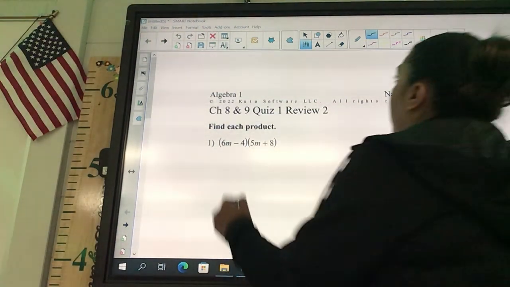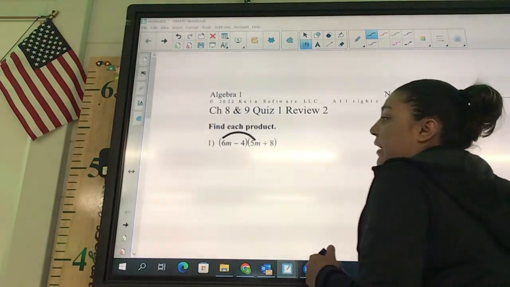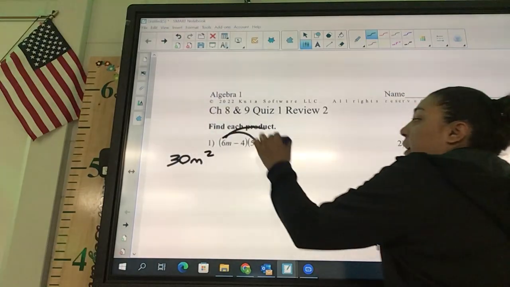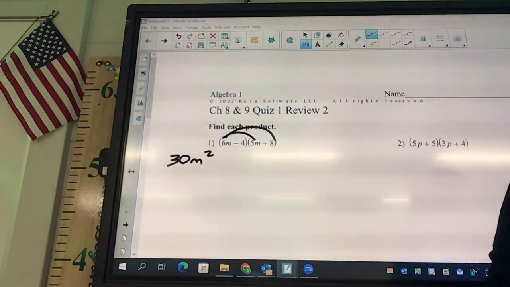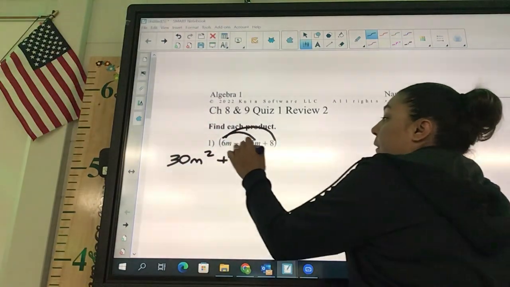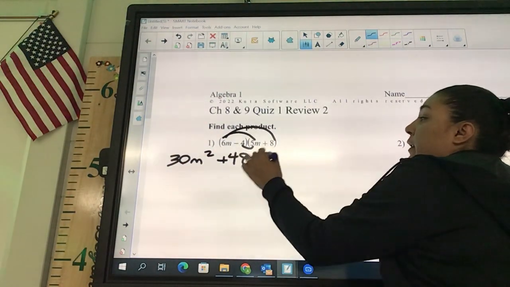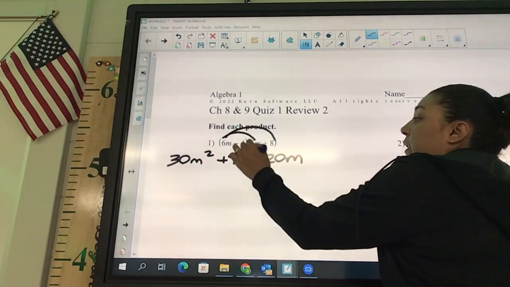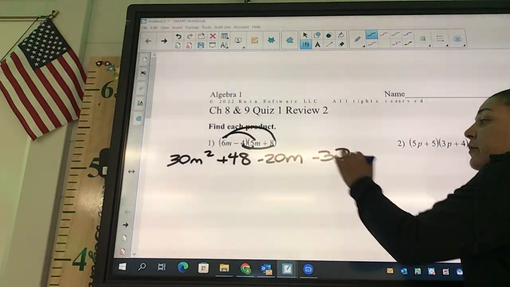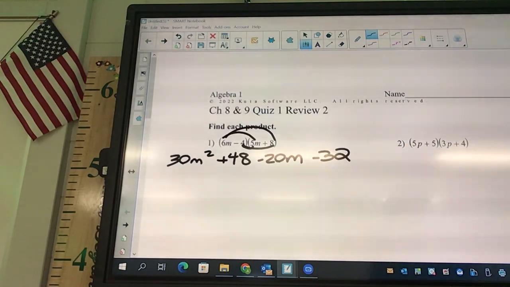Okay, so we're going to multiply the first. 5m times 6m is going to be 30m squared. The outer, 6m times 8 is going to be 48m. The inner, negative 20m. And then the last, it's going to be negative 32. Okay, are we finished or not?